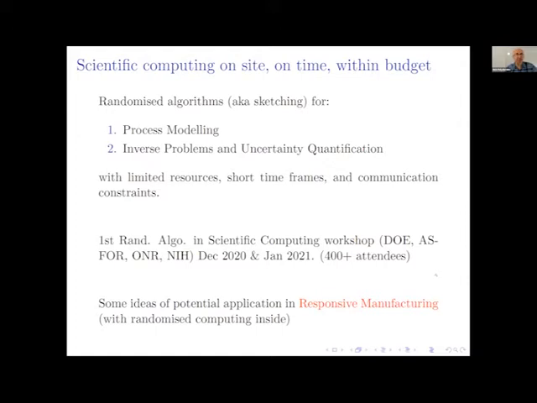Right, I should briefly mention that this randomized algorithms is now emerging as a research area in its own merit. And we had our first workshop organized by some of the main funding agencies in the US late last year, at the beginning of this year. It was quite well attended. So I'm going to give a brief description of what this is about without any mathematics, of course, we haven't got the time. And I'll talk about two problems in responsive manufacturing, or in manufacturing, if you like, that this could find application to.